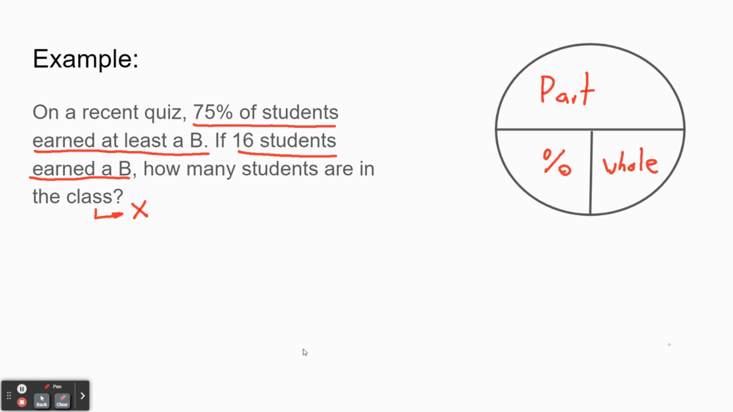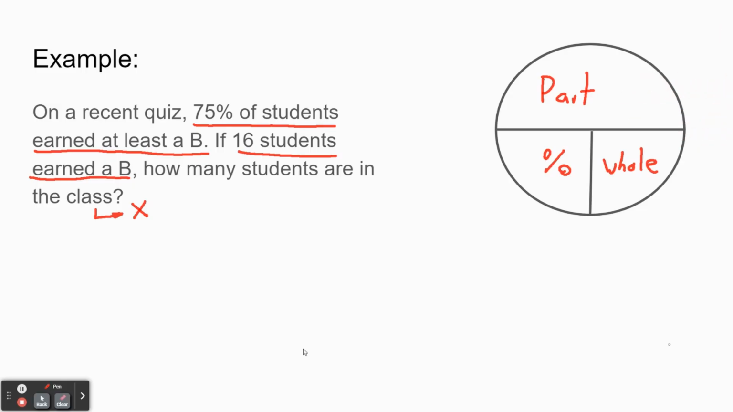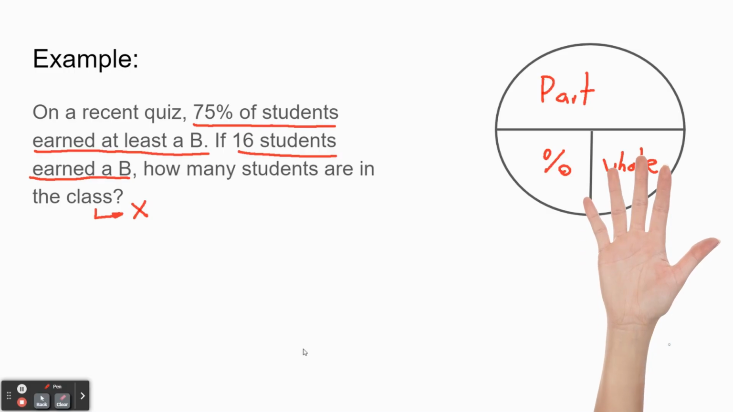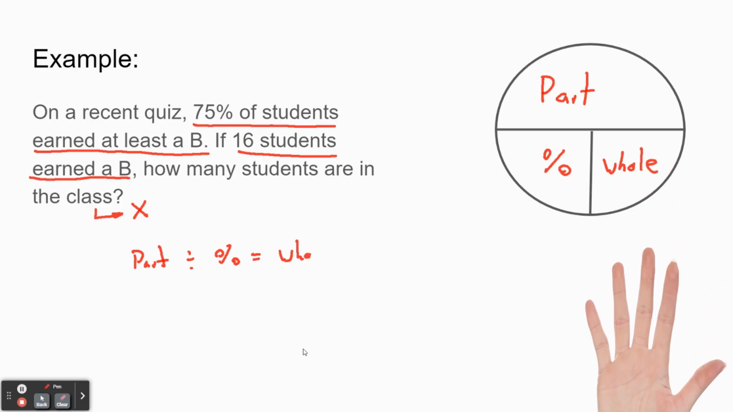For example, thinking back to some of our old videos, if we wanted to find the part, we'd cover that up and we'd see that we have percent and whole next to each other. That means we would multiply them. On the other hand, in this case, we want to find the whole. So we're going to use our hand to cover up the whole, and we'll have part above the percent. What that means is that we are going to divide. We're going to take the part and divide it by the percentage to get the whole.